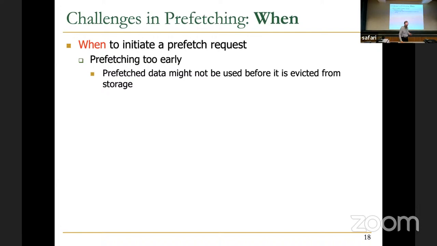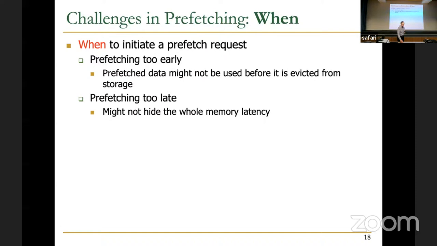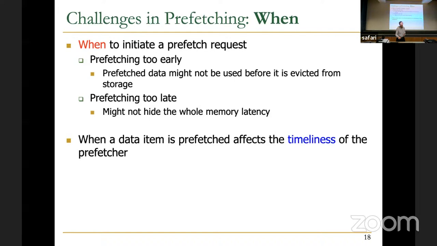Even though the prefetch may be accurate, it may be too early, right? Prefetching too late might not hide the whole memory latency, right? You may have 500 cycle memory latency and you prefetch too late, you may hide only one cycle of it. Essentially, that's not beneficial, right? Well, one out of 500 improvement may have zero impact on performance, clearly, right? So when a data item is prefetched affects the timeliness of the prefetcher.